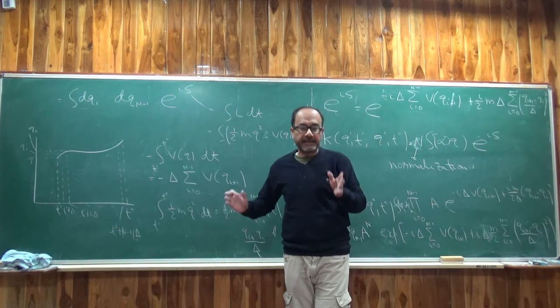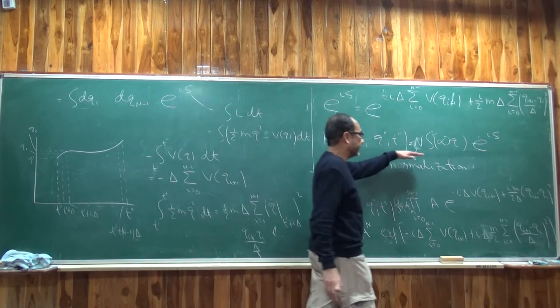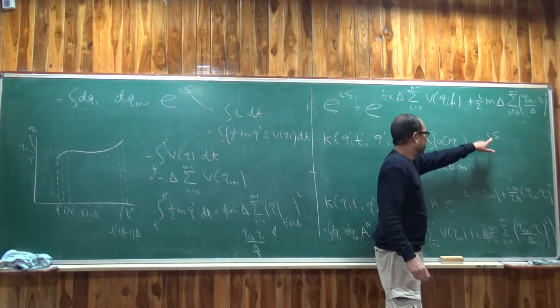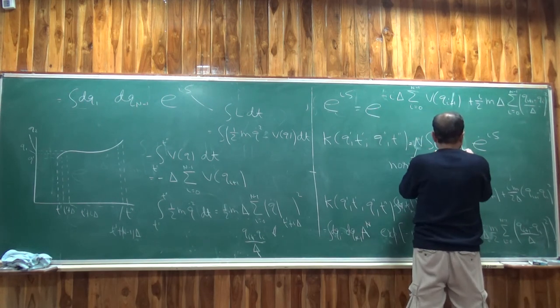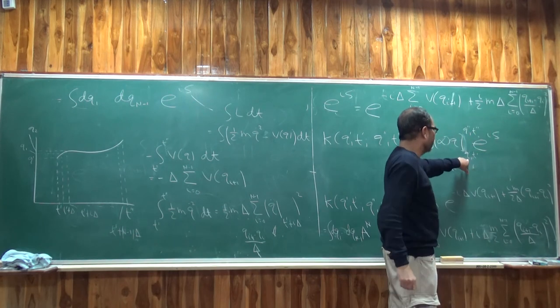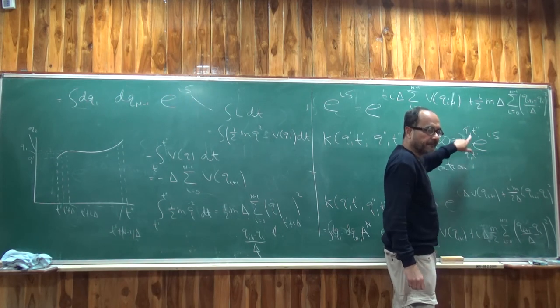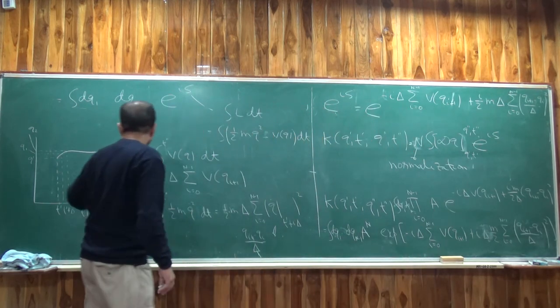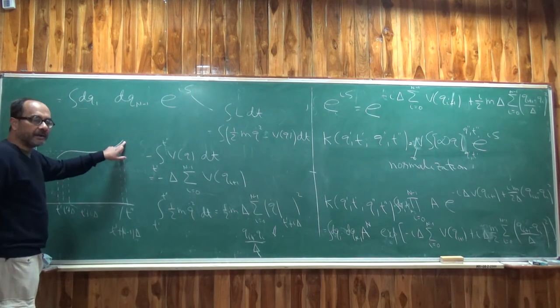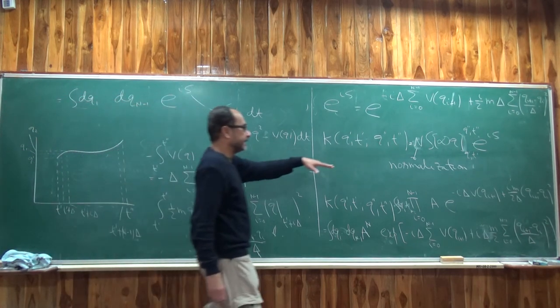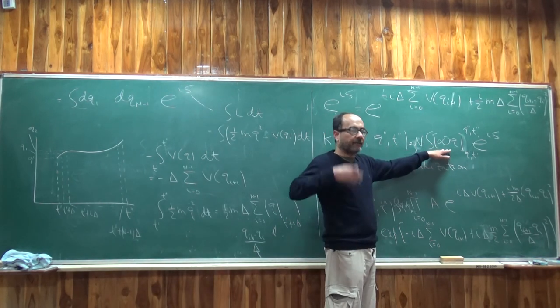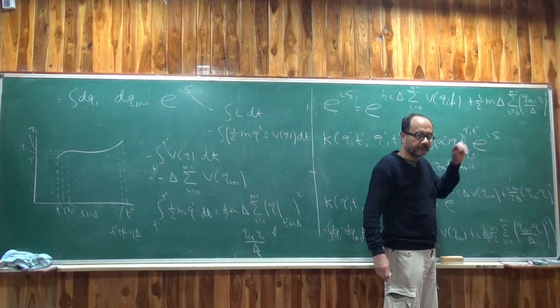But in practice, what it means is the following. When you write dq, I should tell you which paths you should integrate over. The path should start at q' t' and end at q'' t''. So you fix the endpoints and integrate over all paths. That's what this is formally saying. And for any given path, the weight factor is e to the iS.